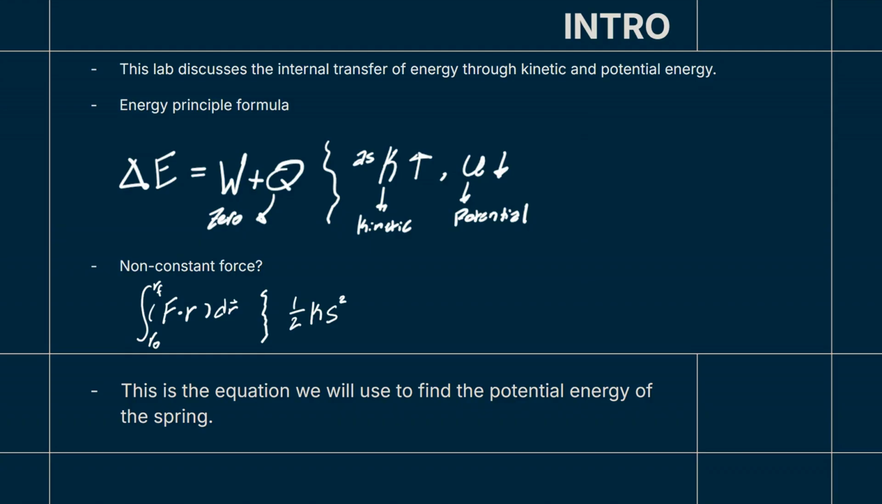Now, for non-constant work, which is force times the distance traveled, we will have to take the integral, which is R initial to R final, and we see that this comes out to 1/2 ks squared when looking at the spring constant, which is K. This is the equation that we will use for potential energy for this problem.